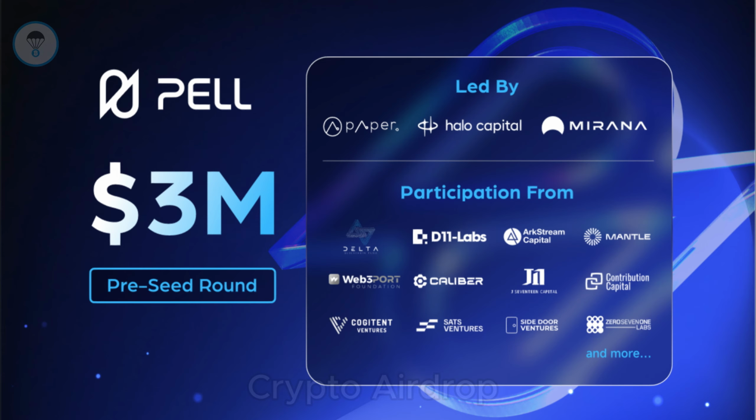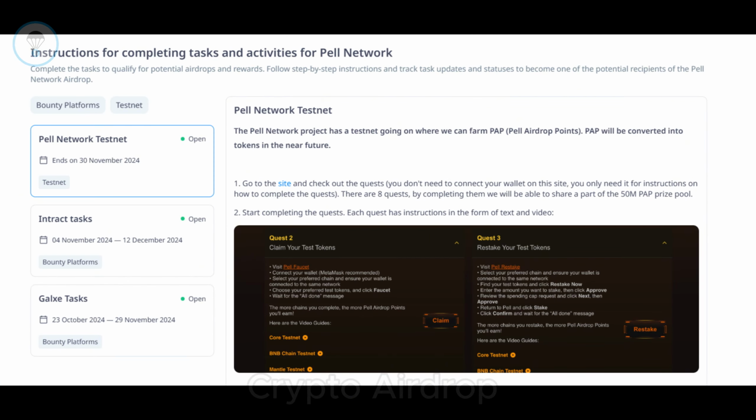How to join the Pell Network testnet. Here's a guide on completing the three main tasks of the project: Galxe task, Intract task, and Satoshi. First, we perform the Galxe task. Please do the following steps.